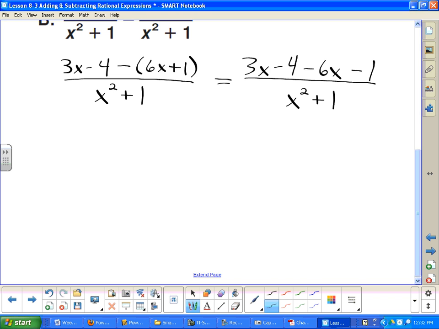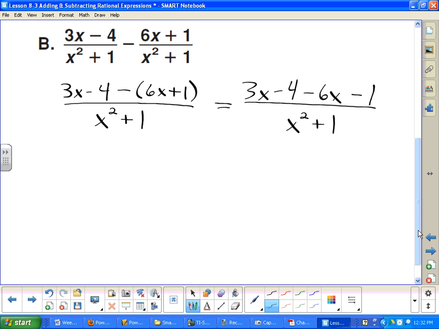So now I can simplify it. So we have 3x minus 6x is a negative 3x, and negative 4 minus 1 is negative 5.